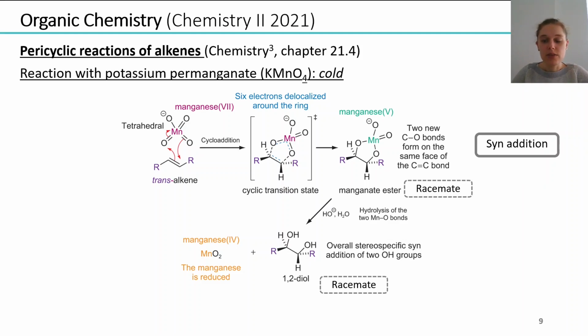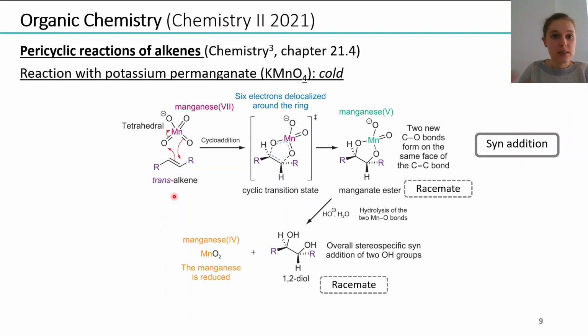And the reaction with potassium permanganate is very similar to that of osmium tetroxide. And again, the reaction involves a concerted cycloaddition, which produces then, in this case, a manganate ester instead of the osmate ester. And yeah, let's have a look at what is happening. So we start with the permanganate, where manganese is in oxidation state 7. And then we approach with a trans alkene, similar to what we just saw with osmium tetroxide.